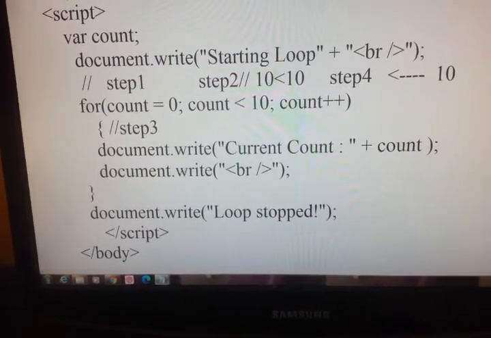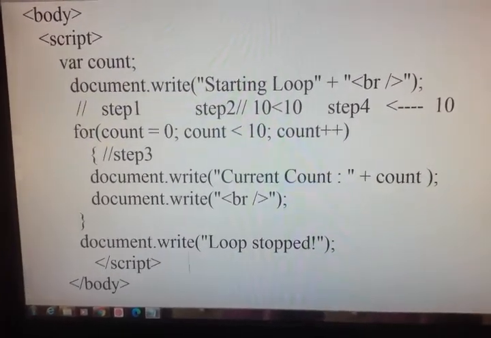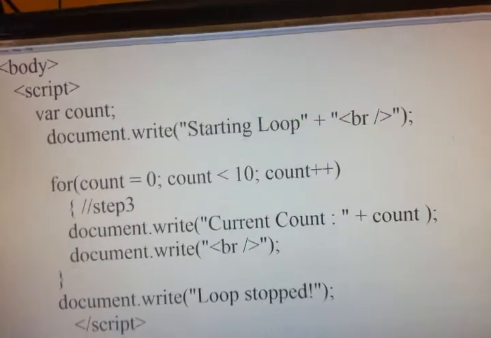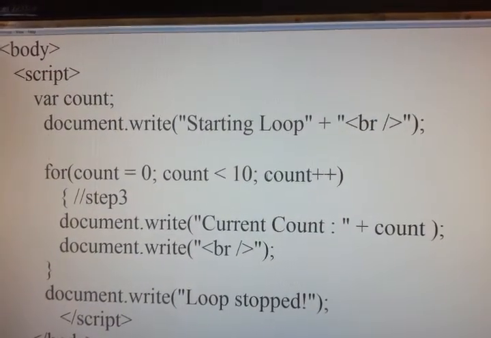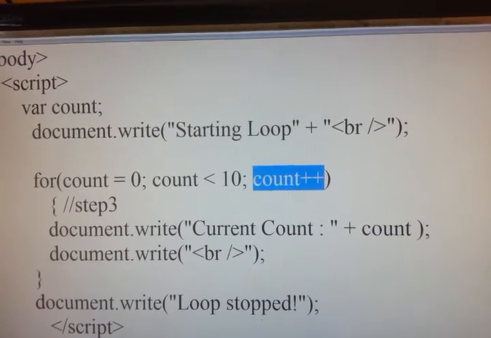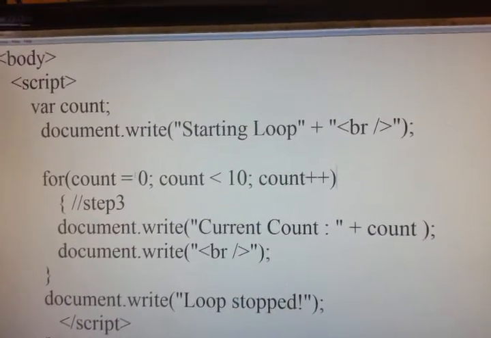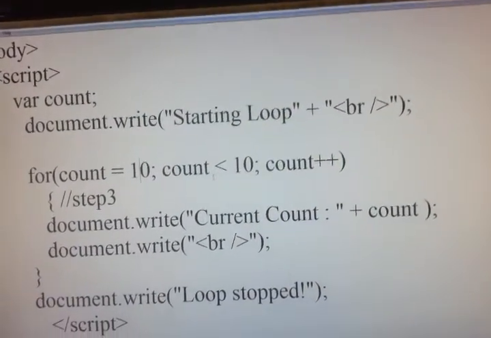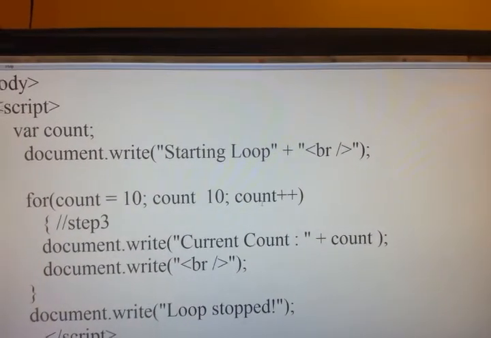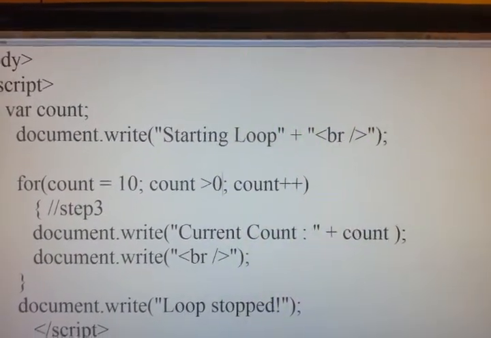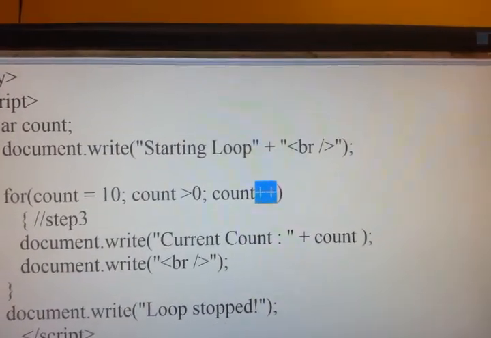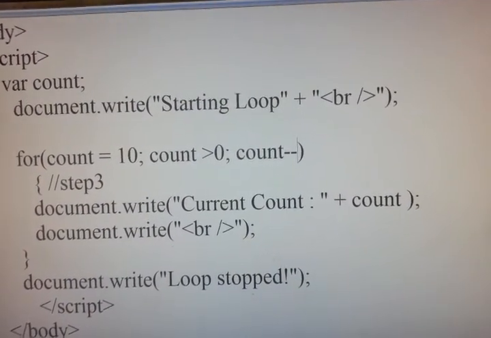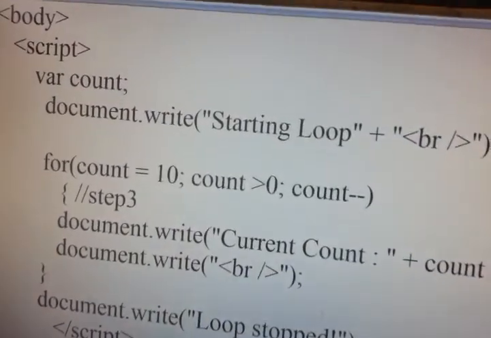Now we'll just change this a little bit. Here we have used count plus plus. Now what happens if we use the decrement operator? Here we have to initialize it to 10, and then the condition we have to change to 0, and then count should be minus minus. So what I have changed? I have changed everything in the coding.